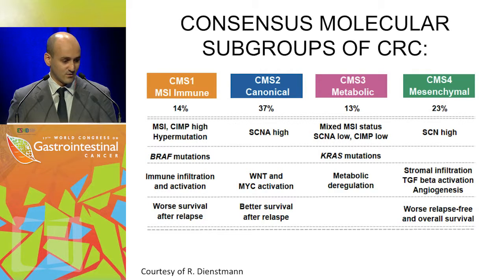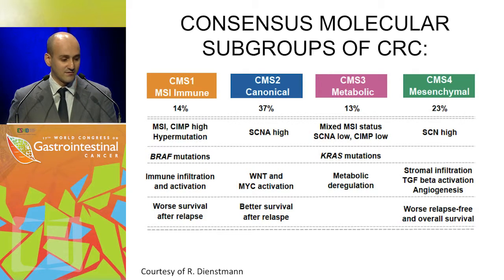They found that consensus molecular subtype number 1 was present in around 14% of patients, and these were tumors characterized by an increase in the average number of mutations. They were hypermutant tumors, more prone to have BRAF mutations, and more prone to have immune infiltration in the tumors, and they also had a worse survival after relapse in the metastatic setting. On the other hand, they found a second consensus molecular subgroup, CMS2, called the canonical subgroup because they were driven by the acquisition of Wnt dysregulations and MEK activations. These patients had a better survival after relapse in the metastatic setting.